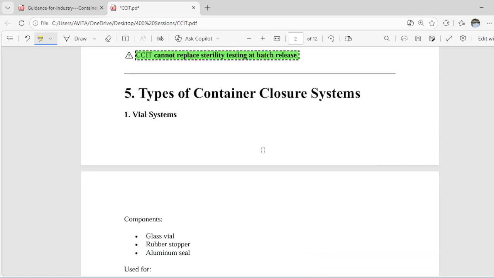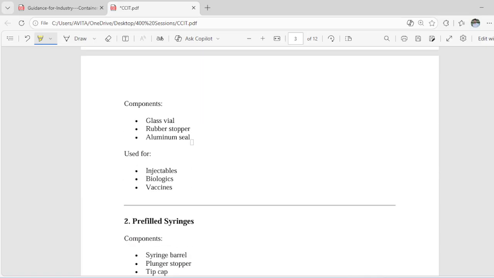Then we have types of container closure system. We are quite well aware of what kind of container closure systems we have. Let's discuss it very quickly. First one, we have vial system. In that we have glass vial, double stopper, aluminum seal, and it's used for injectable biologics and vaccines.